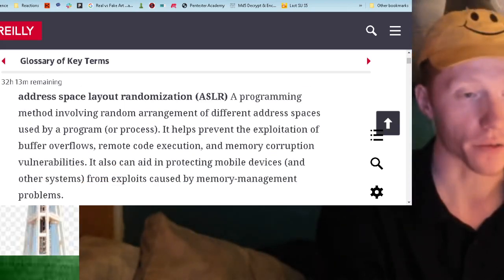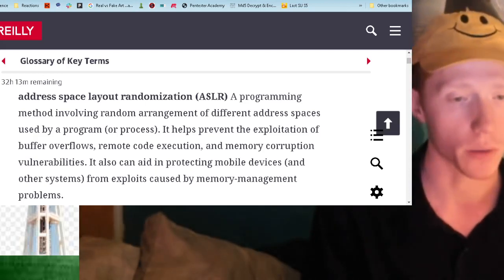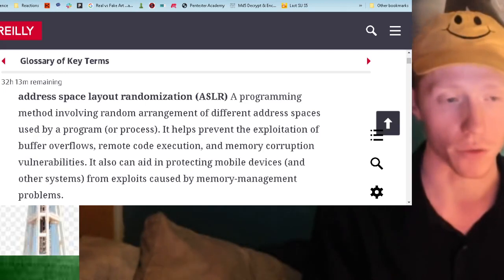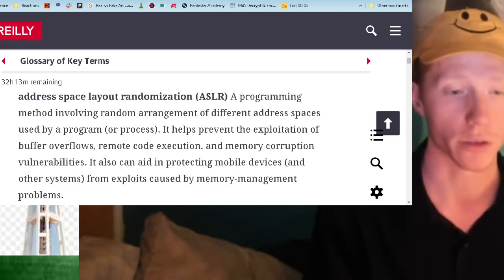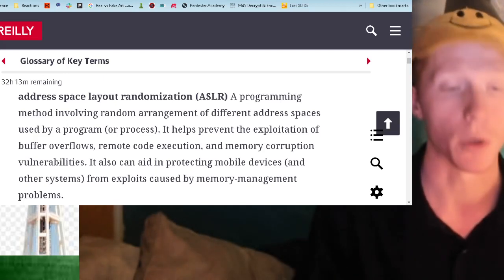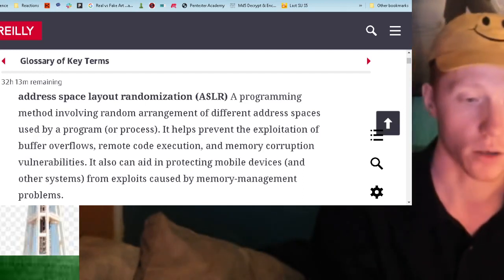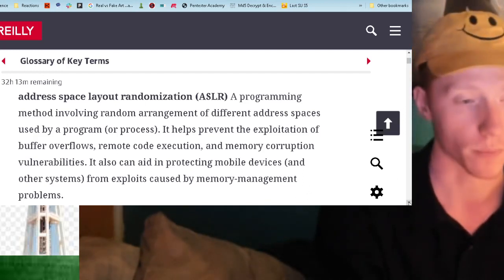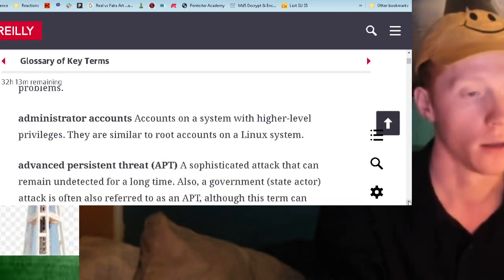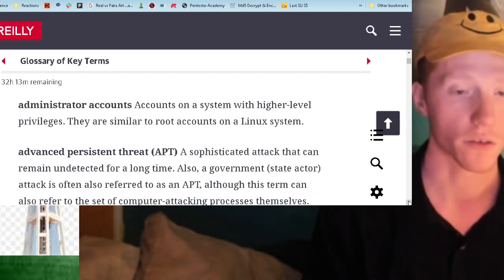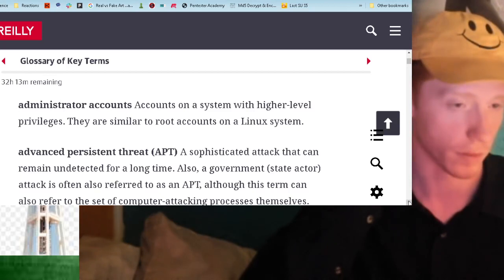Address space layout randomization is a programming method involving random arrangement of different address spaces used by a program. It helps prevent the exploitation of buffer overflows, remote code execution, and memory corruption vulnerabilities. It can also aid in protecting mobile devices from exploits caused by memory management problems. Administrator accounts are accounts on a system with higher level privileges. They are similar to root accounts on a Linux system.